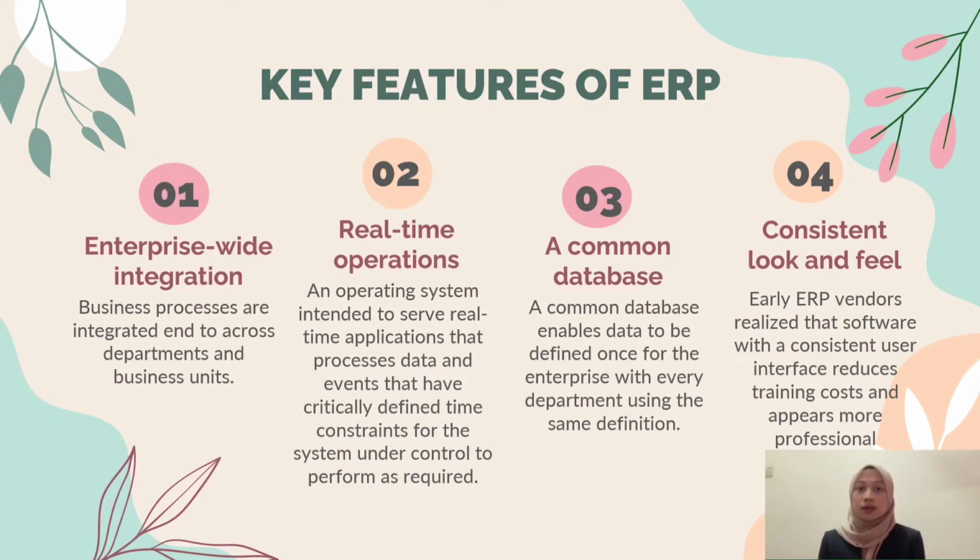Next is a common database. A common database enables data to be defined once for the enterprise, with every department using the same definition. Some ERP systems split the physical database to improve performance.